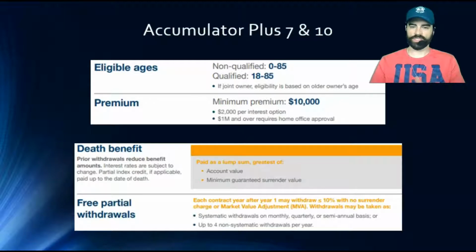Now, this is a flexible premium, so you can put that $10K in. You can put more in later. You could do one lump sum as long as you put in $10K. But you can add to it if a client wants to. You can go over $1 million, but you're going to need some home office approval. It does have a death benefit. It will be either the account value or the minimum guaranteed surrender value, whichever one, if they're in that surrender period or not. And you can take withdrawals after the first year. You can take up to 10% without penalty. Anything above that will be penalized if you're in that surrender period.